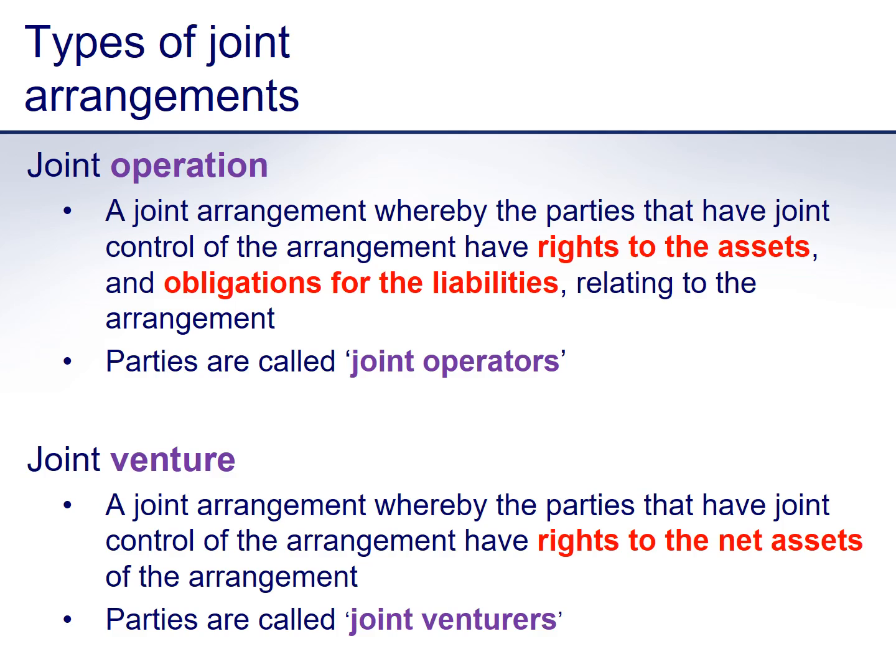Once I've determined that I have joint control, IFRS 11 explains that there are 2 types of joint arrangements, and once again judgment is required to determine what type of arrangement we've got. This isn't an accounting policy choice. You can't say, well, I choose to have a joint operation or I choose to have a joint venture. A joint operation exists whenever a joint arrangement results in a situation where the parties that share joint control have rights to the assets and obligations for the liabilities of the arrangement. And by contrast, the joint venture exists where the parties that share joint control have rights to the net assets of the arrangement. And those parties are called joint venturers.